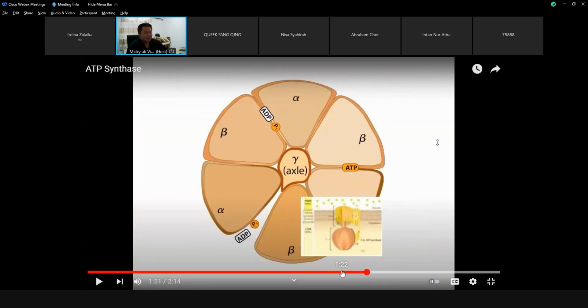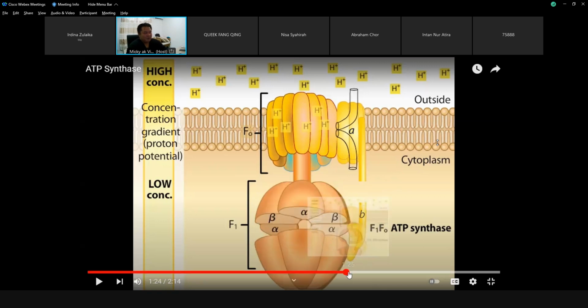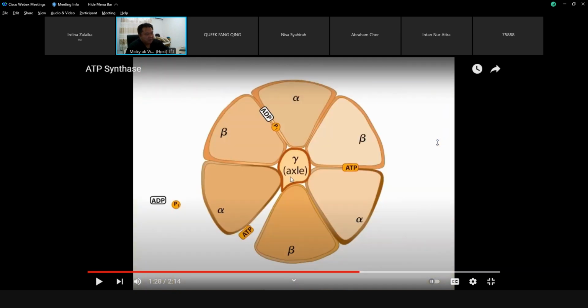Okay. So this is the gamma. If you do a cross-section, basically at its tip, it has something like this. So every time it turns, it will turn the alpha 3, beta 3, and they will be disturbed, like being poked. When it goes here, it pokes. Inside F1, when it pokes, there is an opening here. So when there is an opening here, ADP and P will enter. Okay? So it turns.